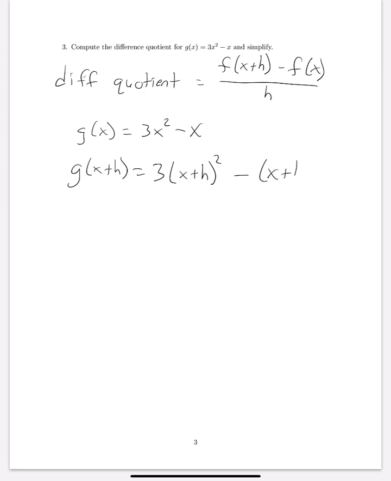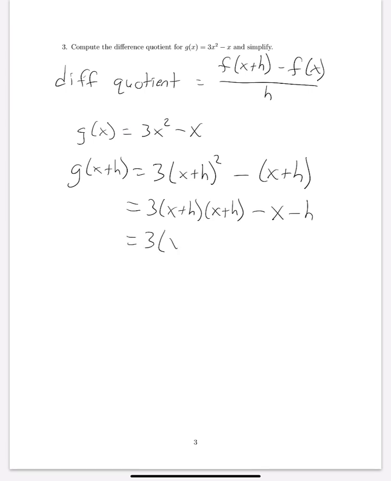So if I had an x, I should replace it with x plus h. Make sure you include parentheses too, because you're replacing the entire quantity of x with the entire quantity of x plus h. Now I'm going to do whatever algebra I have to do to expand this out. So this is 3 times (x plus h)(x plus h) minus x minus h. Make sure that negative distributes to both.